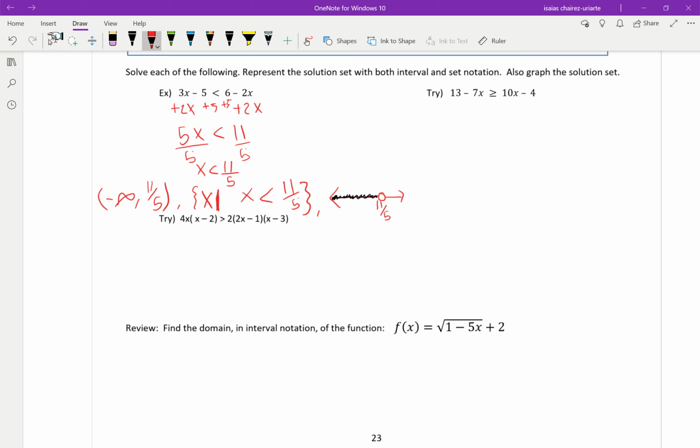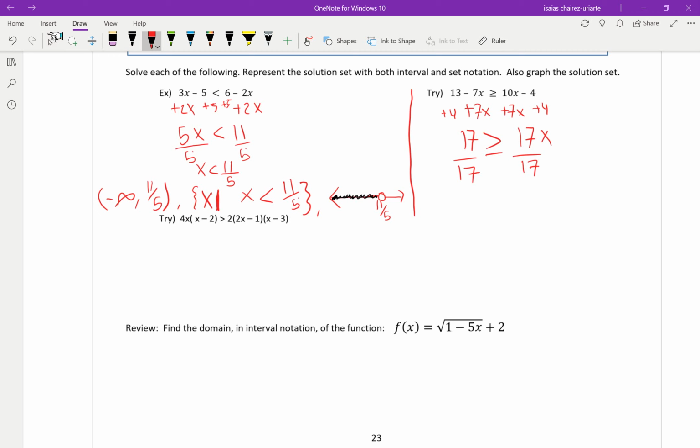Next one. Let's try the next one. Same idea. I'm going to begin by adding 7x. I'm also going to add 4. Notice that I did not multiply or divide anything, so my inequality hasn't flipped. So 13 plus 4, that's 17, and my inequality still is the same. And then 10x plus 7x, that's 17x. And so then let me divide by 17 on both sides.